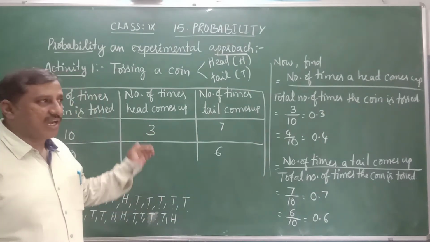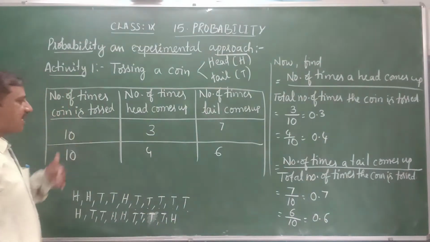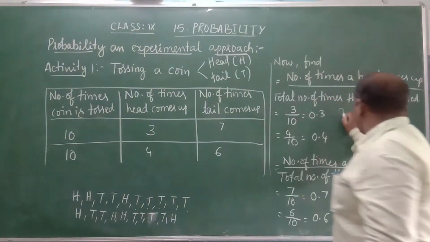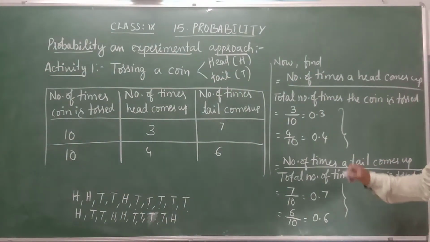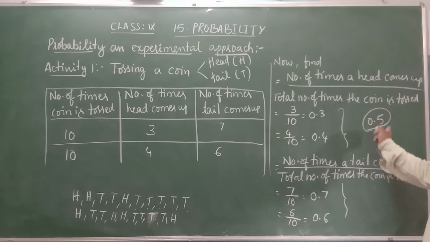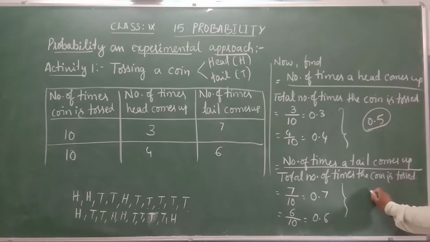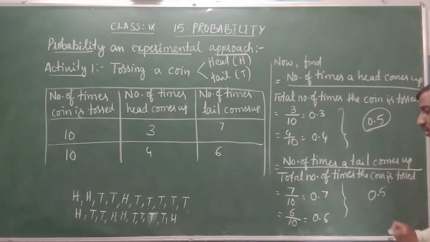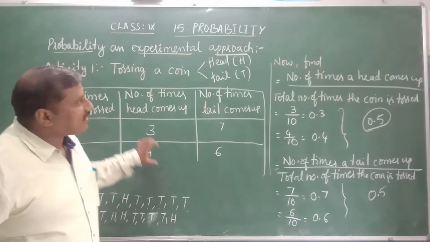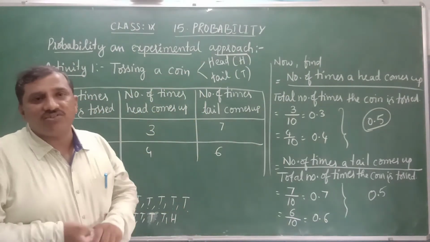Like this, if you continue and do 10 tosses again and again, we will reach these fractions nearer and nearer to 0.5. That is, this fraction is nearer to 0.5 and the second fraction is also nearer to 0.5. Clear? This is an individual activity.